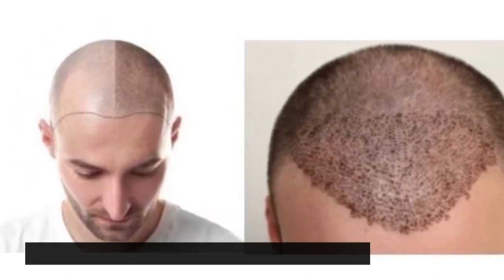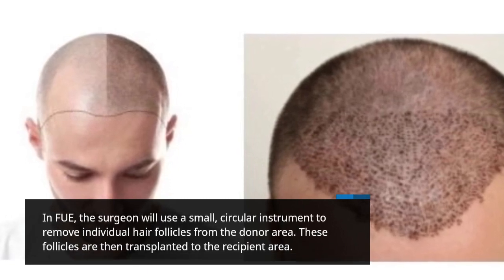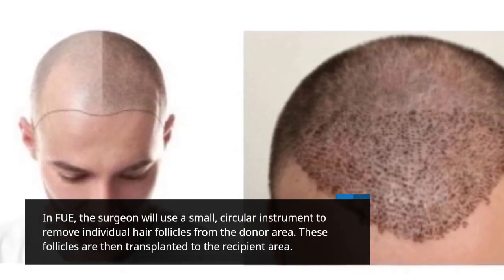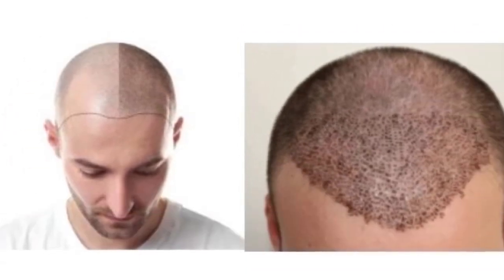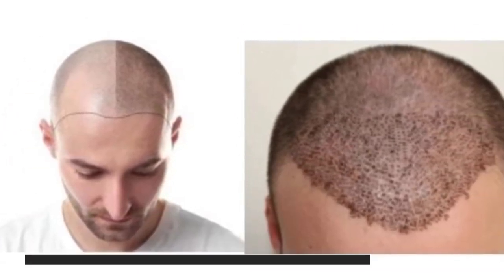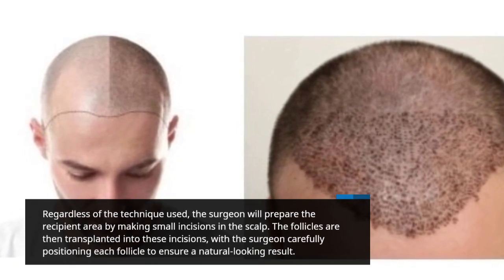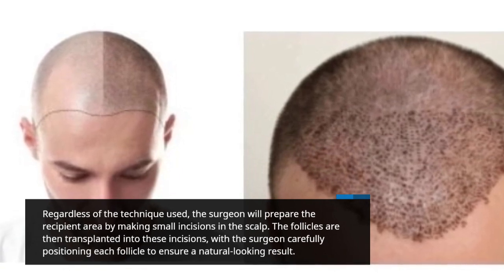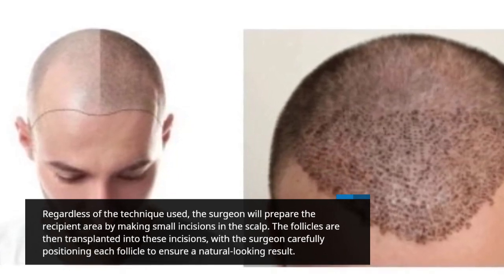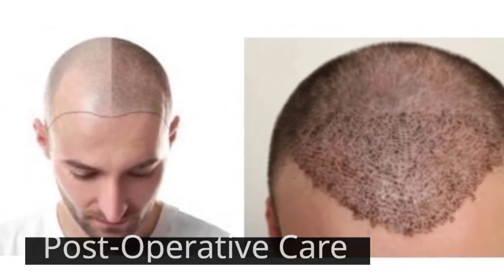Follicular unit extraction, FUE. In FUE, the surgeon will use a small, circular instrument to remove individual hair follicles from the donor area. These follicles are then transplanted to the recipient area. Regardless of the technique used, the surgeon will prepare the recipient area by making small incisions in the scalp. The follicles are then transplanted into these incisions, with the surgeon carefully positioning each follicle to ensure a natural-looking result.